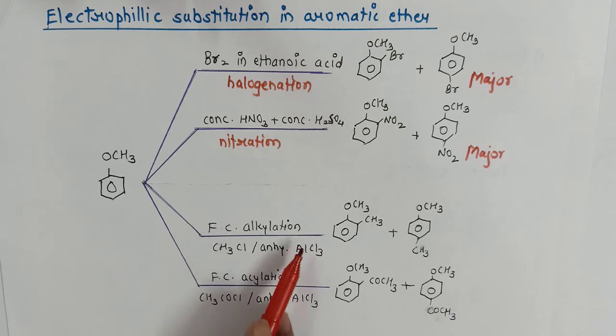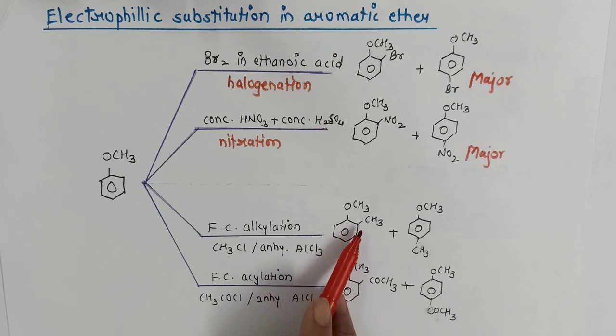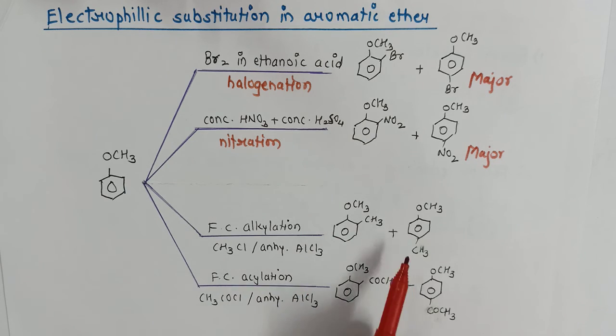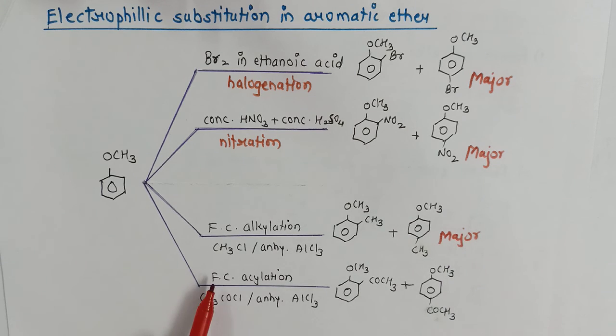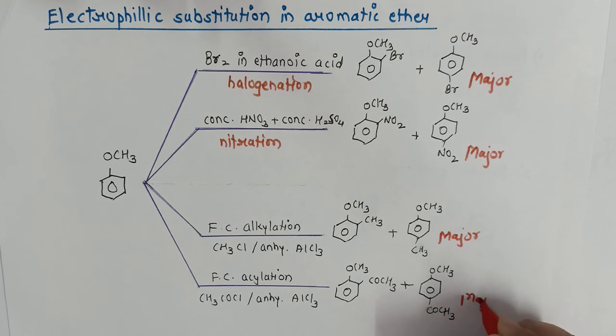Now in the Friedel-Crafts alkylation reaction of anisole, we get 2-methoxytoluene and 4-methoxytoluene, again para being the major product. When we carry out Friedel-Crafts acylation of anisole using acyl chloride in the presence of a Lewis acid like anhydrous AlCl3, we get again ortho and para substituted products. One will be 2-methoxyacetophenone and the other 4-methoxyacetophenone, the latter being the major product.